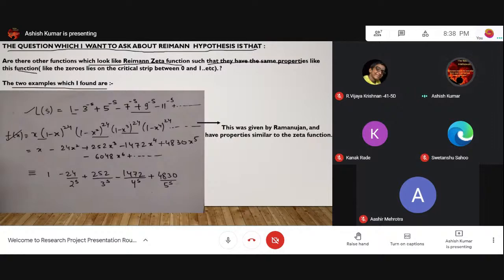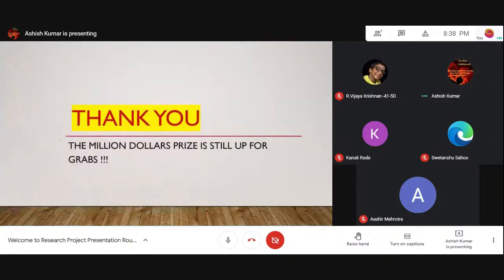In this we can see an interesting property: this multiplied by this, that is the x squared term and the x cubed term, we multiply and we get this term. And this is a property of this function. And this was my question: are there any functions which look like the Riemann zeta function? No, thank you, sir. And the $1 million prize is still up for grabs.